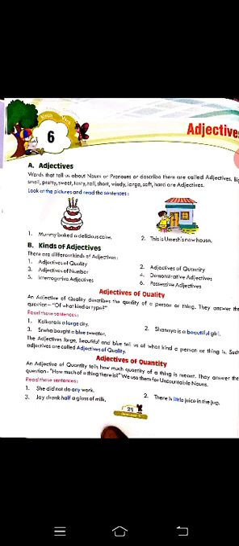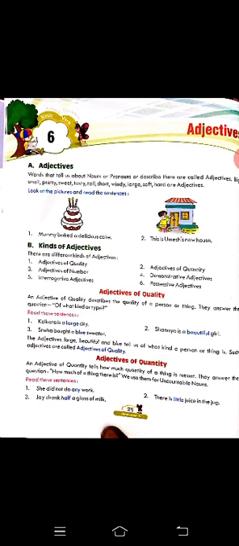The six kinds of adjectives are: adjective of quality, adjective of quantity, adjective of number, demonstrative adjectives, interrogative adjectives, and possessive adjectives. Let us discuss the first one, adjectives of quality.